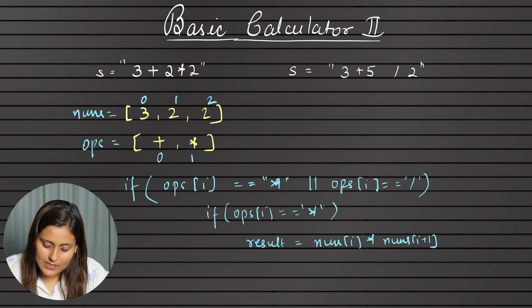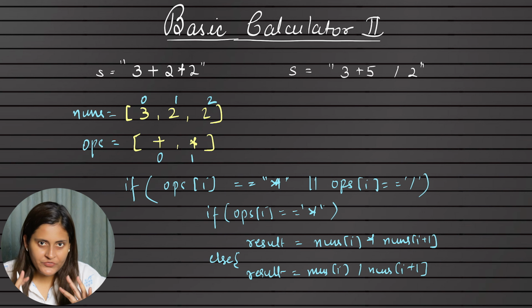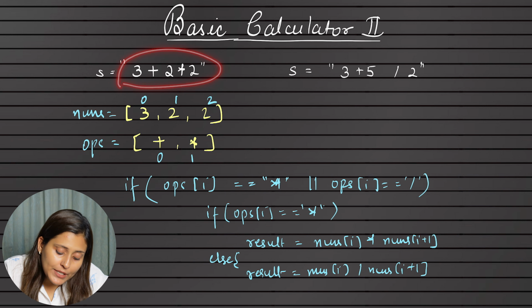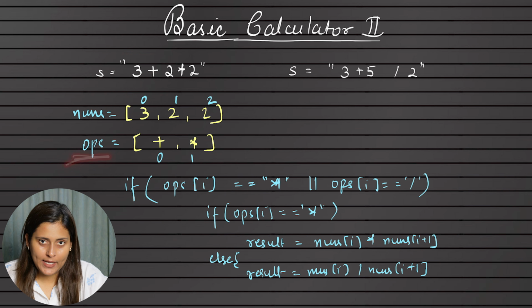Very simple. Yes. Else, definitely it is divide, then in the result what we'll do is nums of I divided by nums of I plus 1, correct? Yes, we can do this, but at first we have to iterate, we have to read every element. If this is a digit, we will save it in the nums array. If this is an operator, we will save it in the ops array, correct?